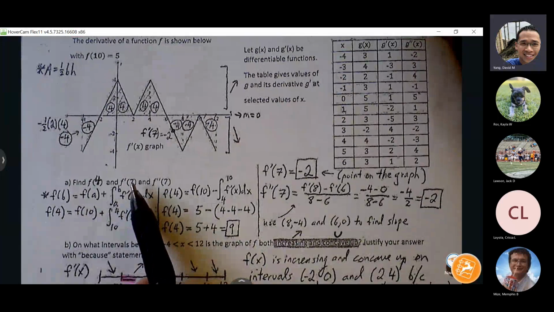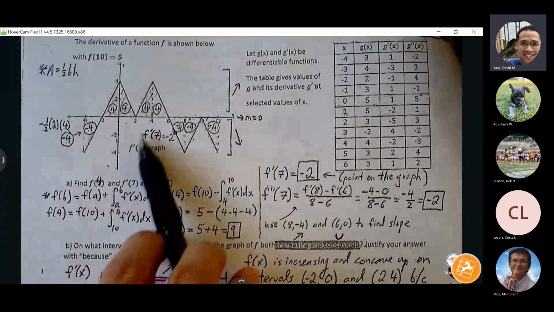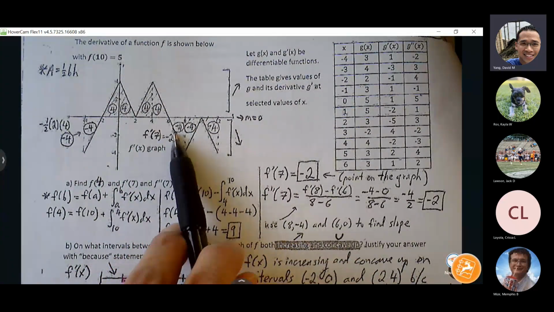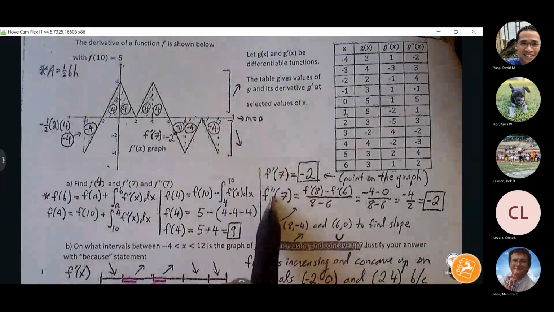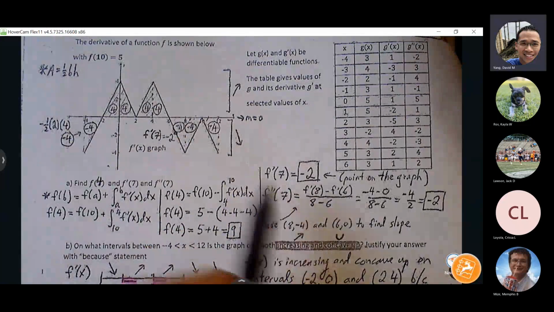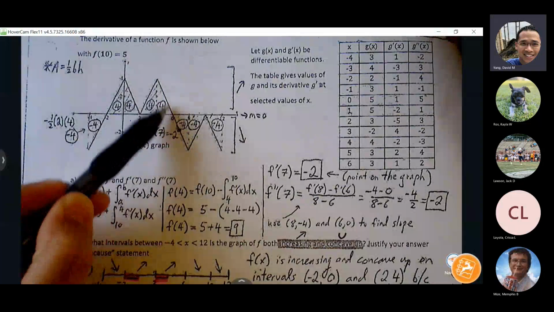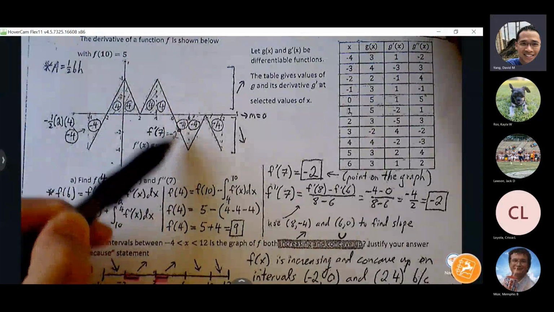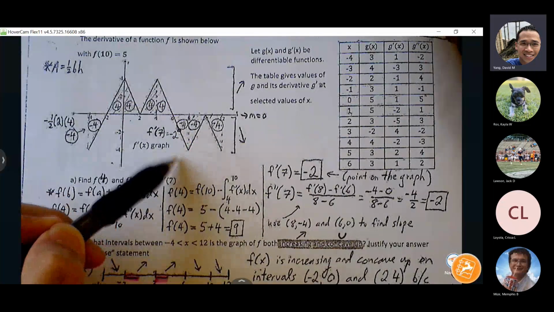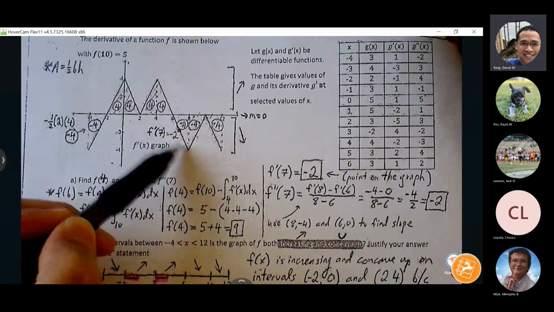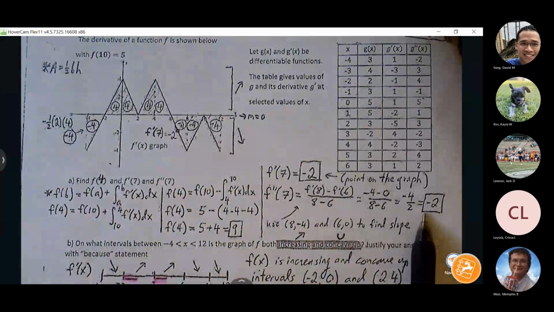f prime of 7 is basically asking, this is the f prime graph. So f prime of 7 is just looking for the ordered pair. f prime of 7 is -2. The f double prime of 7 is the slope at this point of the graph. And we know this is a nice straight line. We can just find the slope of this line segment. So just do rise over run. Pick 2 points here, so I can go down 4 over 2. That's a slope of -2.